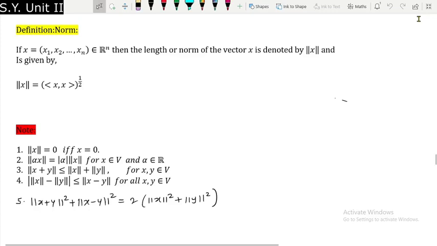My dear students, in today's class we are going to start with the definition of norm. In the last class we saw inner product spaces and a few examples on it. So today we are going to see the definition of norm.